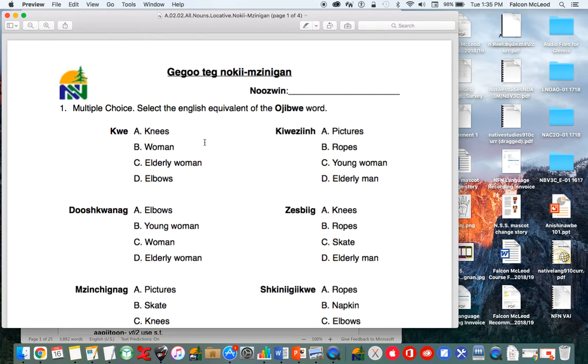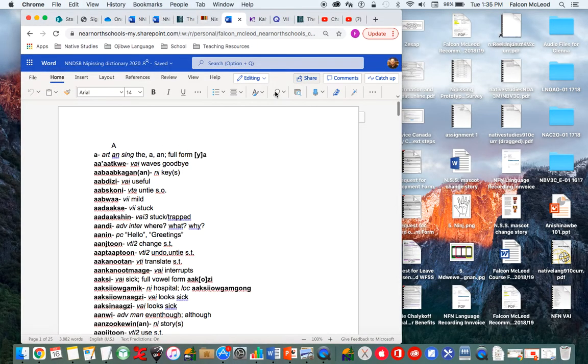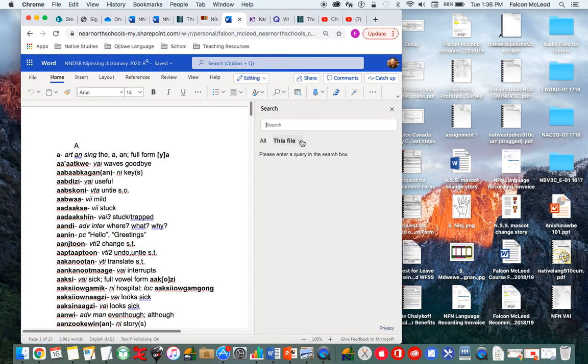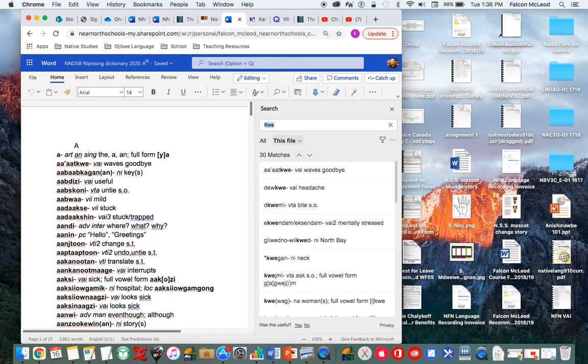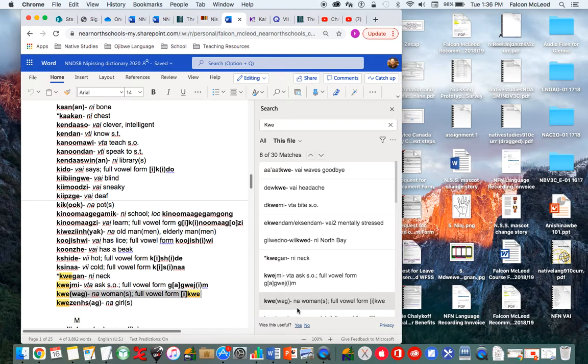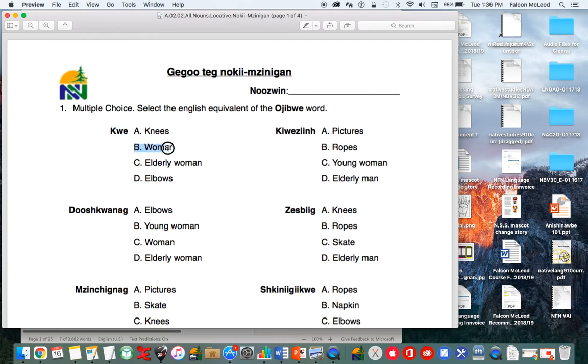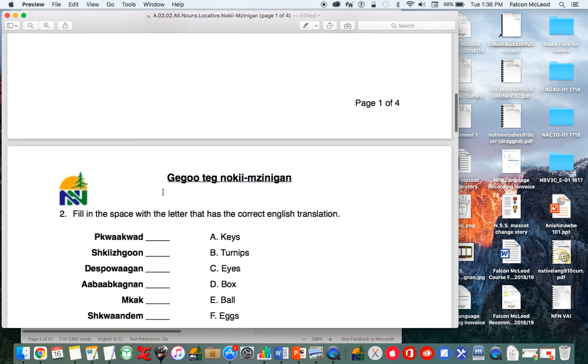All right, so this first one here is multiple choice, so select the English equivalent of the Ojibwe word. So we've got the word kwe here. If you forget the word for kwe, you can go ahead and look that up in our handy dandy dictionary. Type in kwe, there'll probably be a bunch. So we're looking for the word that just has kwe and a noun. So it's woman. So we're looking for the word woman here, which is B, woman. So I'll highlight there. You guys should be pretty familiar with how to do multiple choice. So I'll leave those for you guys.